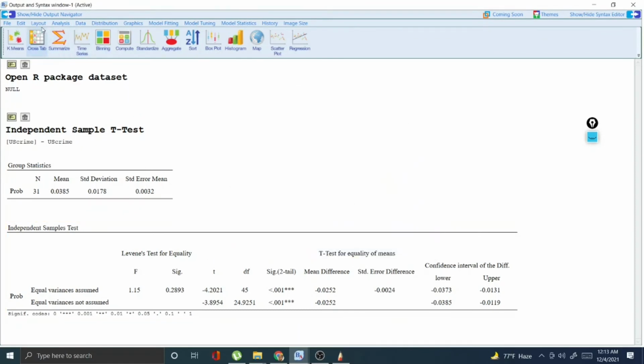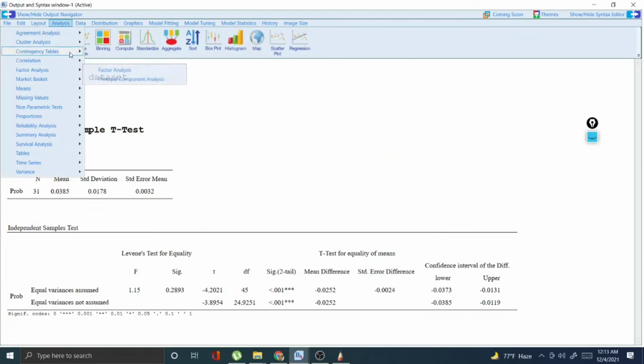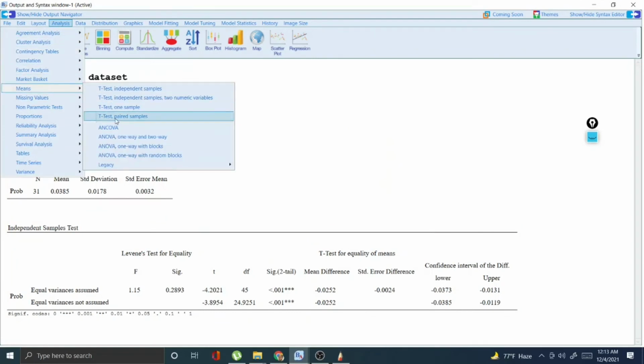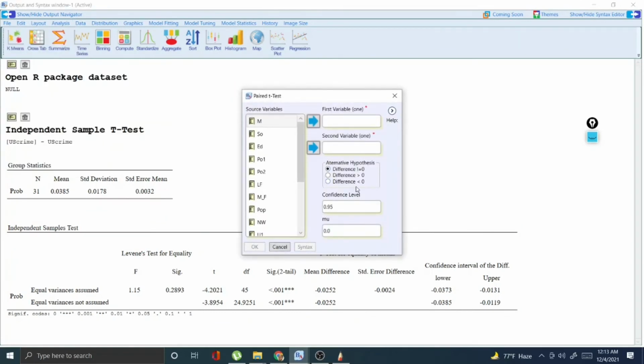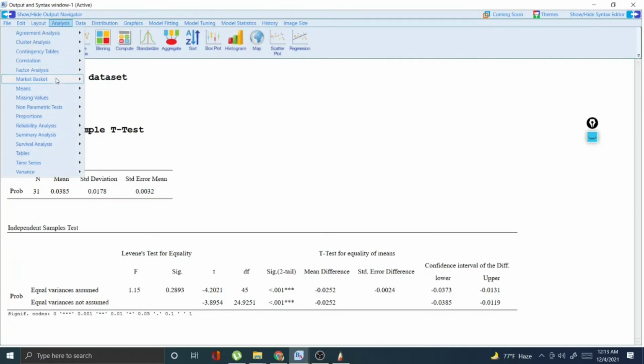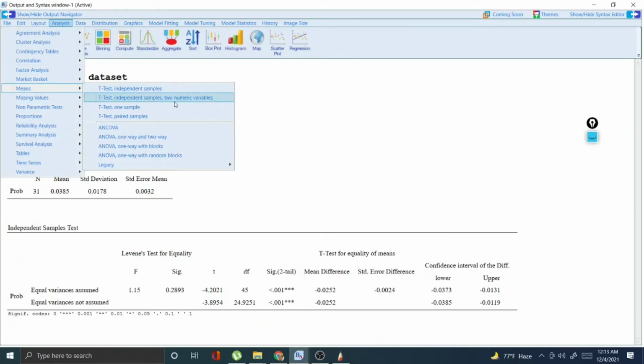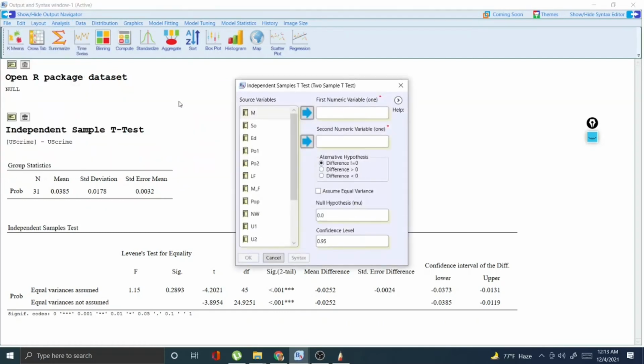Okay, if we go to the analysis and see the means paired sample, you see the paired sample, first variable, second variable, you can choose the same way that I showed you. Analysis, go to the t-test, again mean, and if you'd like to see the numeric value here, so now you can have first numeric variable and second numeric variable. So if both are numeric variables, you can put it this way.